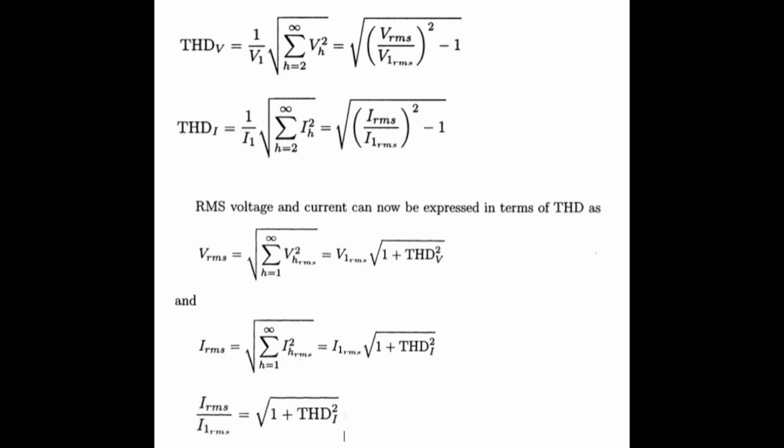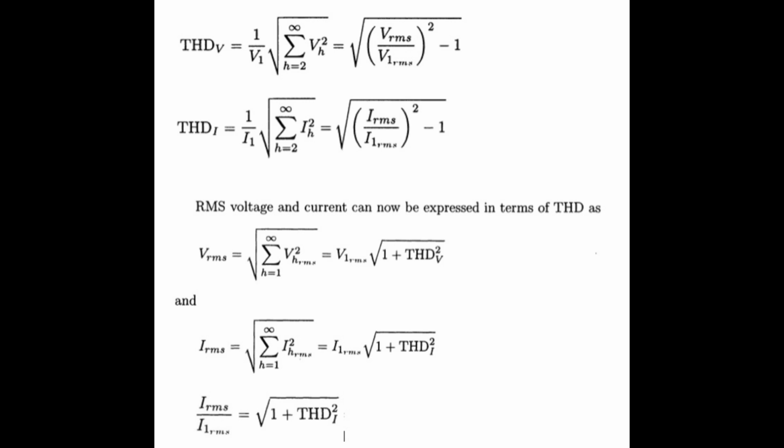Now the formula for the total harmonic distortion in case of voltage, THDV, is equal to the square root of (Vrms by V1 RMS) square minus 1, where V1 RMS is nothing but the voltage at the fundamental frequency, that is the lowest frequency. And similarly you can write the formula for total harmonic distortion in case of current.